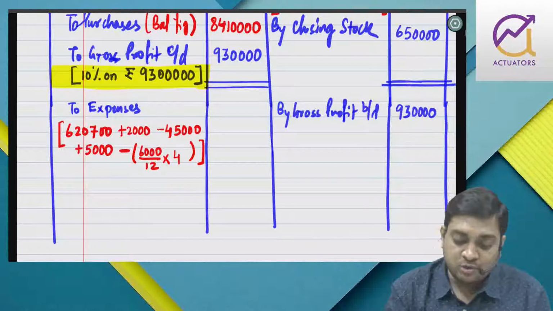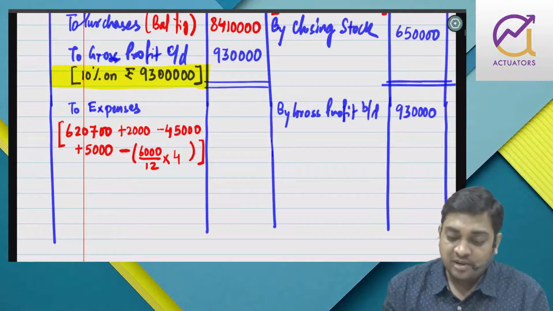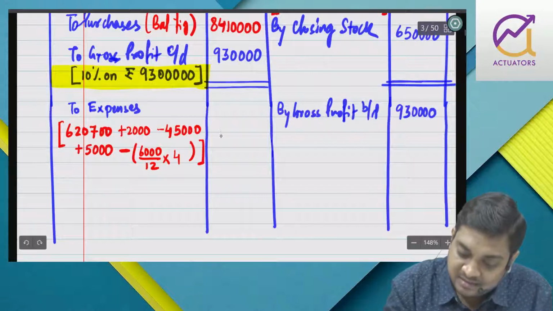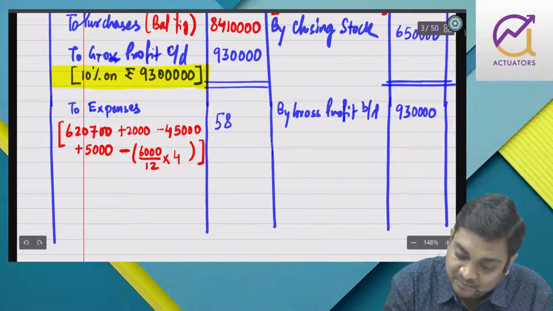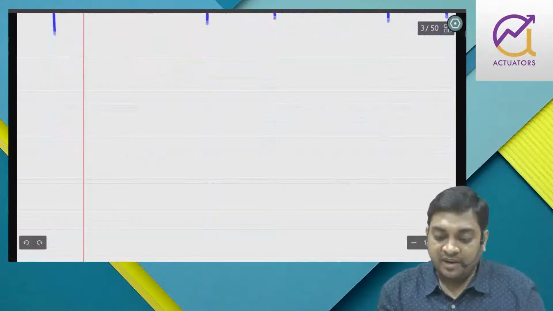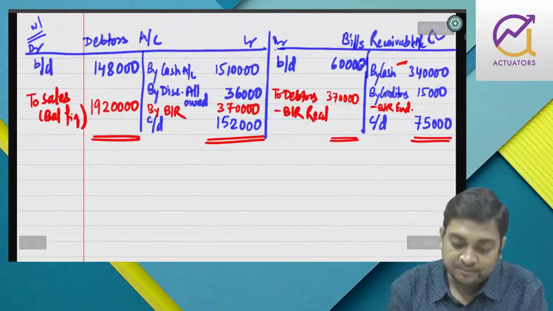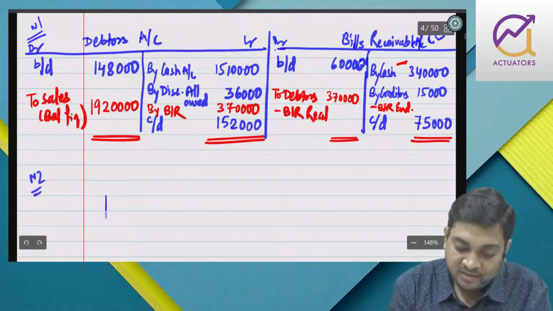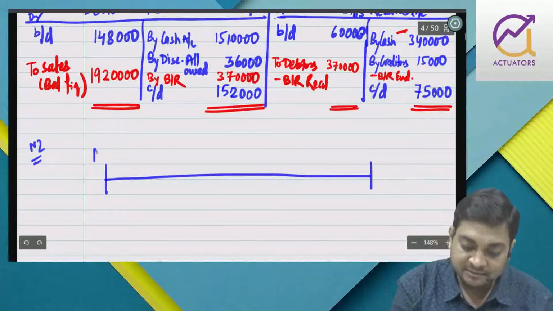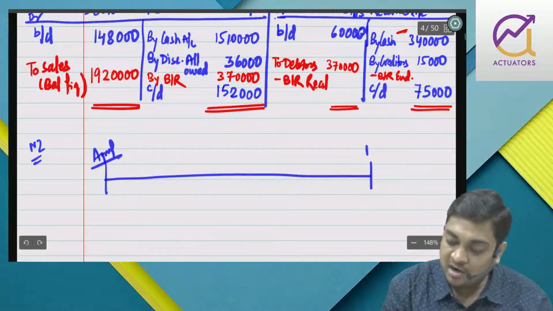Right? So this 2 gets cancelled. So here I will get 5 lakh 80,000 700. Right? I'm just showing you one note. This is the opening, this is the full year, right? April to March.